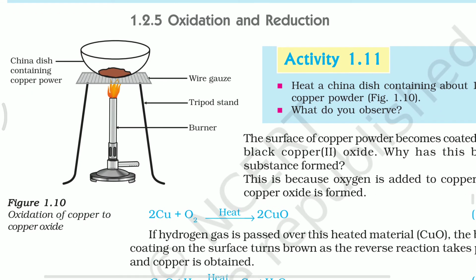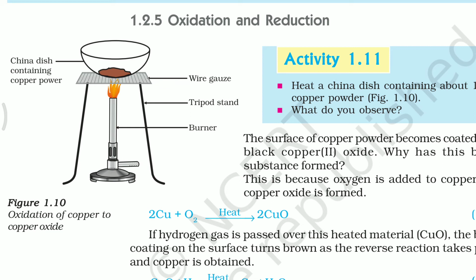Oxidation and reduction. These are also very important reactions: oxidation reactions and reduction reactions. So what is oxidation? The addition of oxygen atoms or removal of hydrogen atoms or removal of electrons is called oxidation. What is reduction? The addition of hydrogen atoms or removal of oxygen atoms or addition of electrons is called reduction.